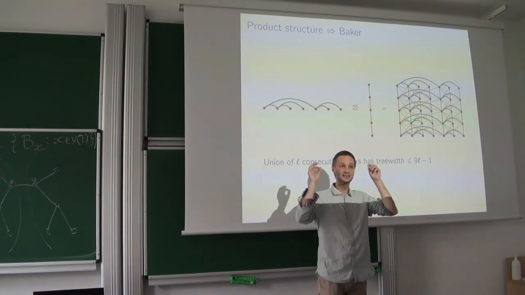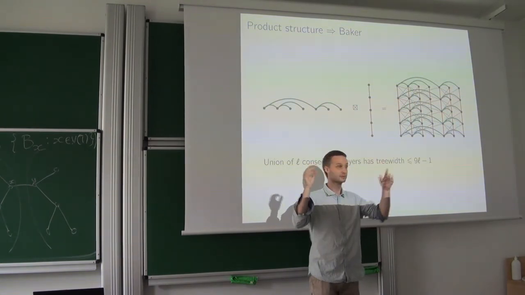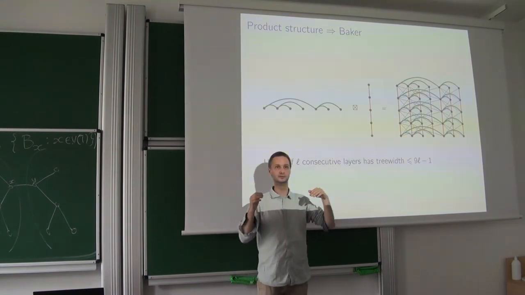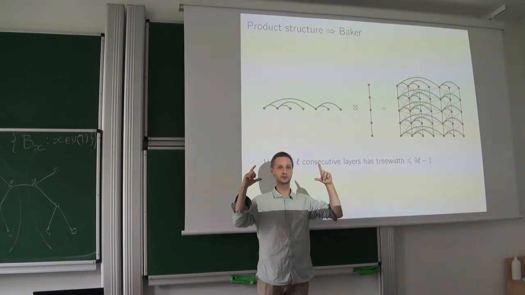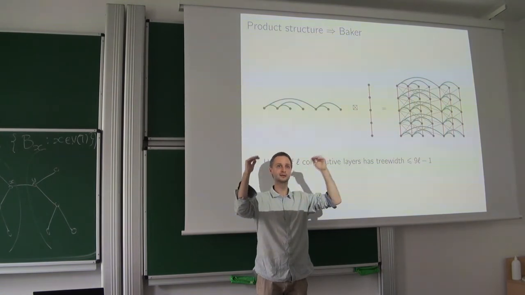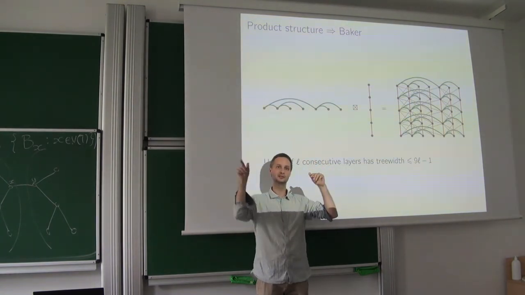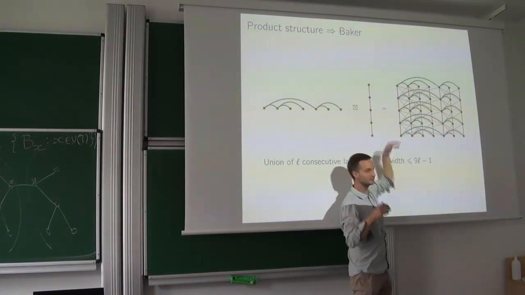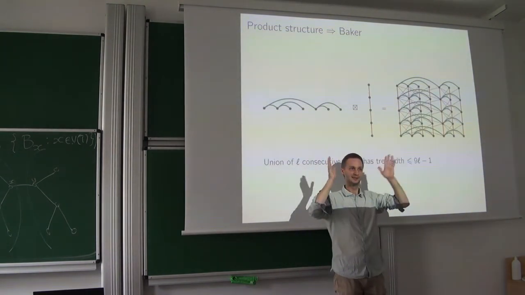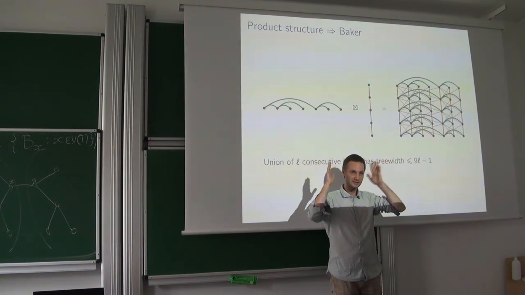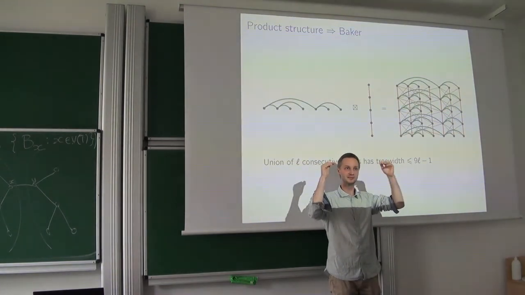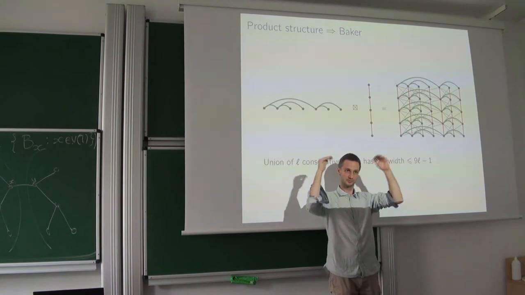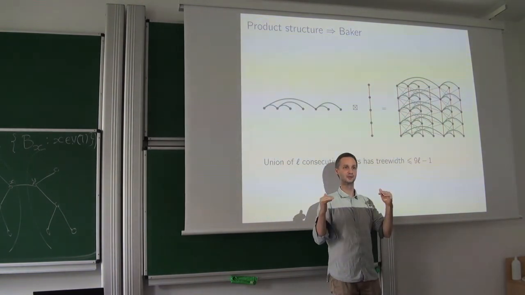Well, if we just look at a single row, what do we have? We have a copy of the graph H that we started with, and that's the graph of bounded treewidth. Now, if we take L consecutive rows in your product, you're actually taking L consecutive copies of H with the edges in between. But all these copies are set up in a very nice way, and it's so rigid that a 3D composition of H can be extended in an obvious way to a 3D composition of L consecutive copies of H.